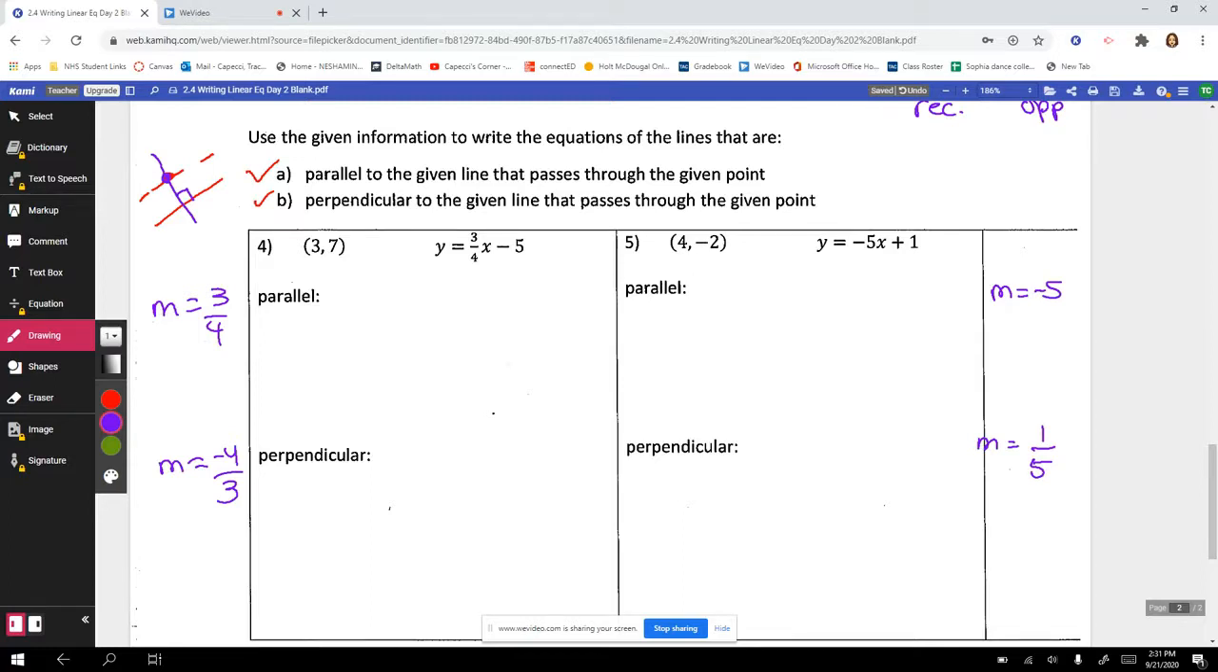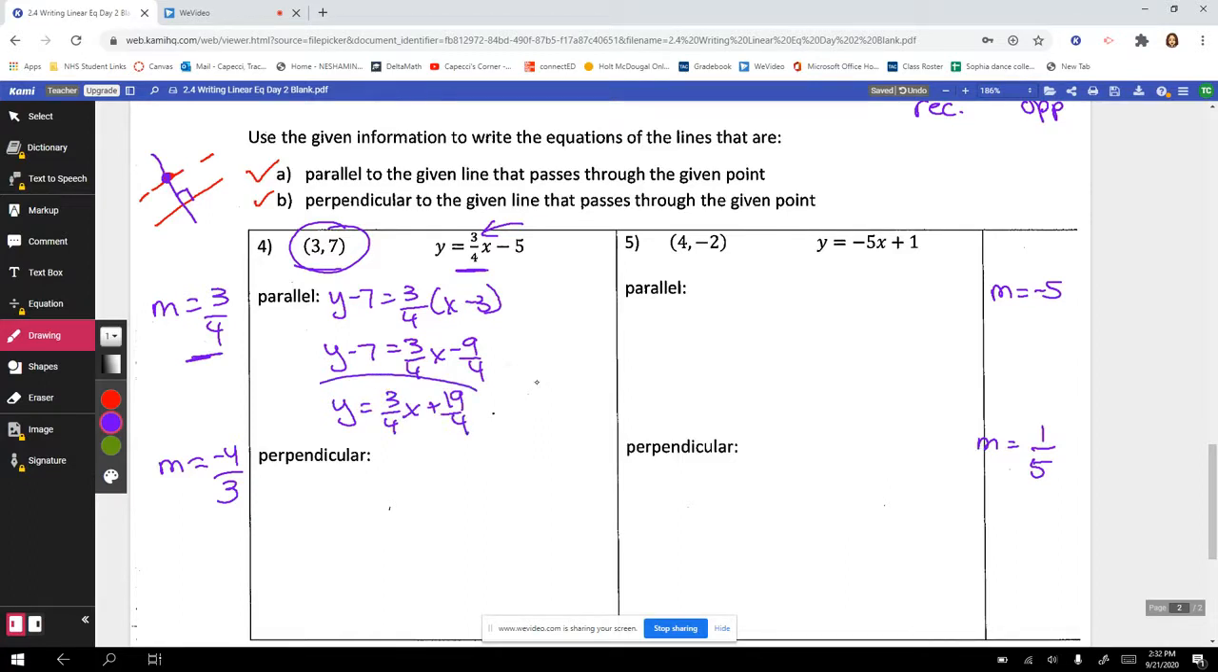Let's look at number 4. Here's my point. Here's my line, my original line. So if I want a line parallel, this slope is 3/4. So my slope's going to be the same. Again, this is not a y-intercept, so I'm going to have to use point slope. So I have y minus 7 is equal to 3/4 times x minus 3, which gives me y minus 7 is equal to 3/4 x minus 9/4. I add 7 to both sides, use my calculator, and I have y is equal to 3/4 x plus 19/4. That line is parallel to my given line. Now, one thing I want to double check, my original slope was 3/4 and my slope there is 3/4. So I did that part correctly.